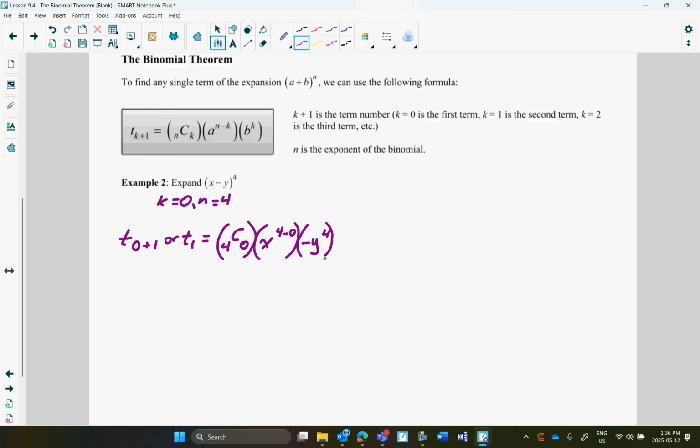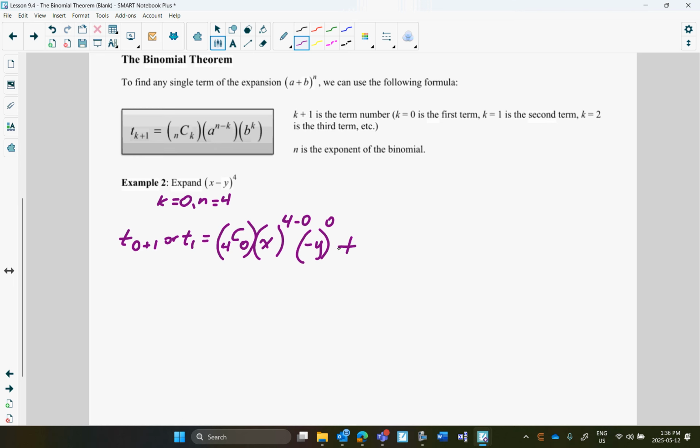Actually, I'm thinking of, here, let me do this. x to the 4 minus 0, negative y to the 0. There. Yeah. It's important to put the parentheses up. So that's the first term.